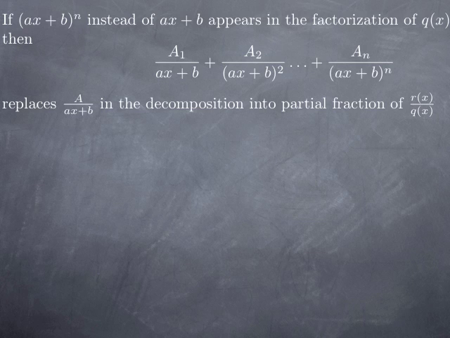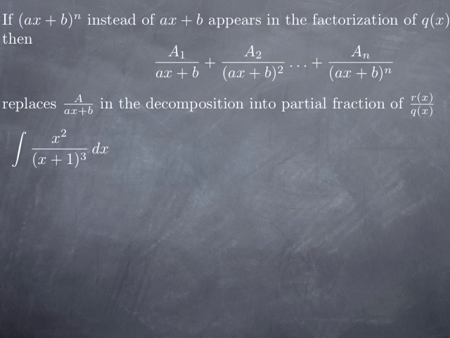And in that case, the corresponding part of the decomposition into partial fractions is going to be, instead of having just a constant over ax plus b, we're going to have such a term, but also another constant over ax plus b squared, and then another one over ax plus b cubed, and so on until we reach ax plus b to the n. So if I have a zero of multiplicity, say 5, at the bottom, to it is going to correspond a sum of 5 different partial fractions, one for each power of ax plus b, from 1 to 5.